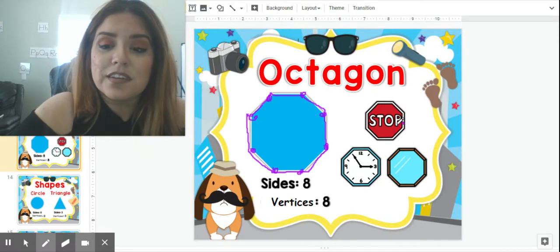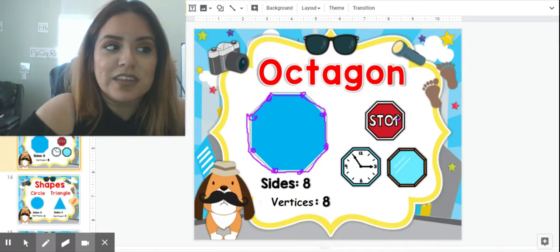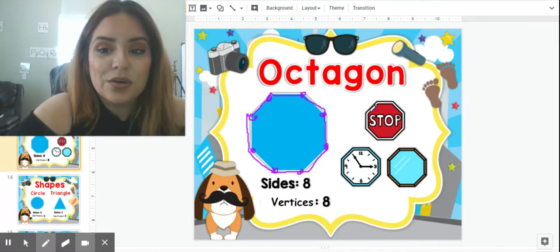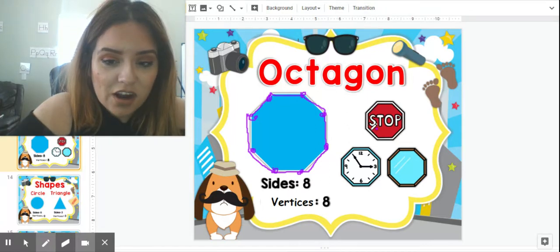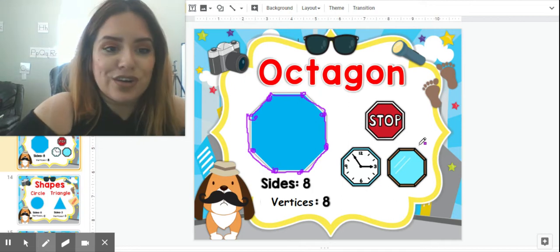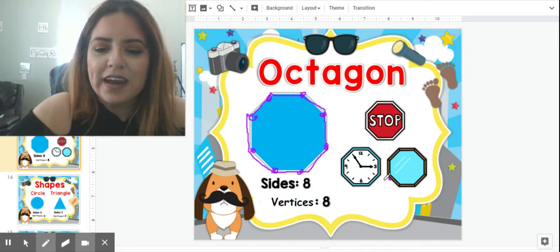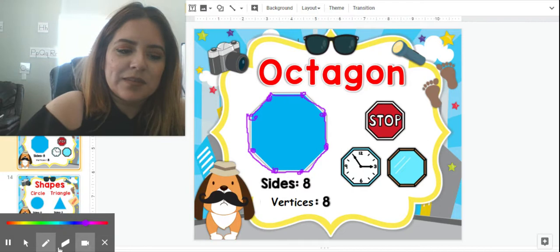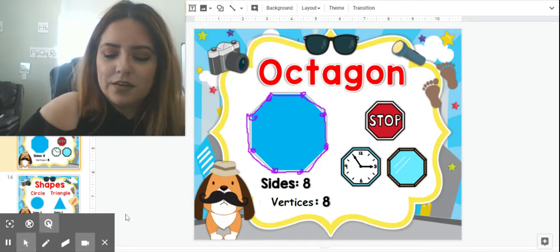So next time you see a stop sign, count how many sides and how many vertices, and it should be 8. Okay, a stop sign is an octagon. Then we have a clock and a window. So they all have 8 sides and 8 vertices.